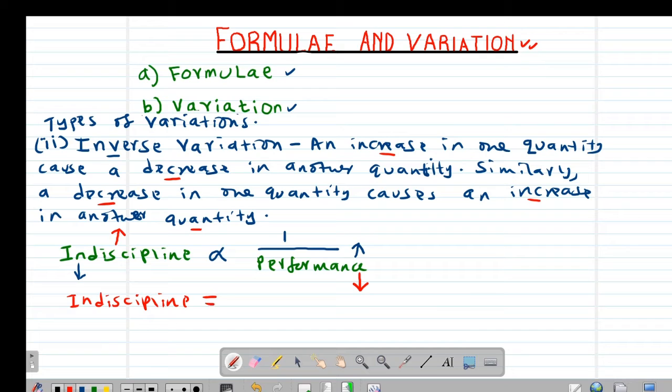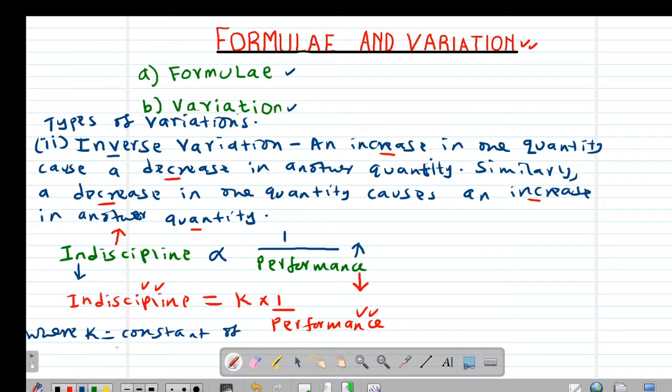Indiscipline will be equal to a constant, then multiplied by the reciprocal of performance. So we say that indiscipline is inversely proportional to performance, where k is a constant of proportionality.